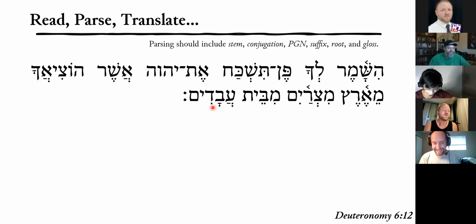All right, so here we've got Deuteronomy 6:12. This is no longer part of the Shema, but it's still a nice verse to look at. This is a really nice verse. Nathan, do you want to try to read the whole thing? But notice the accent on this verb. Hishamer lecha pen tishkach et Adonai asher hotziacha me'eretz Mitzrayim mibet avadim. Yes, very nice.